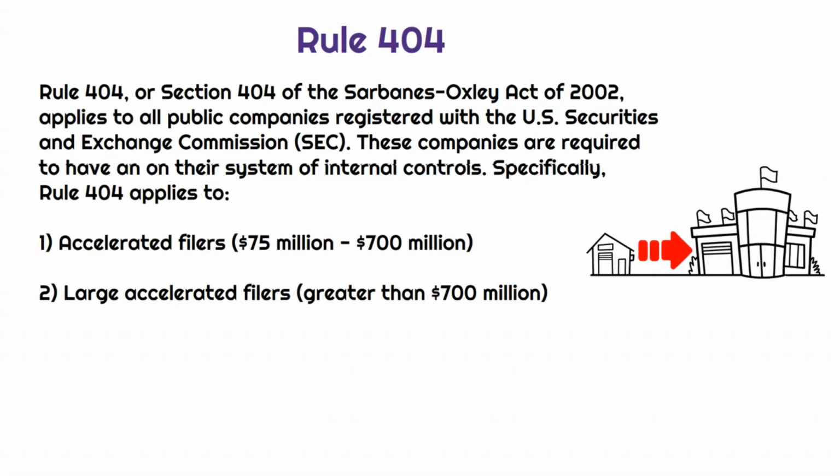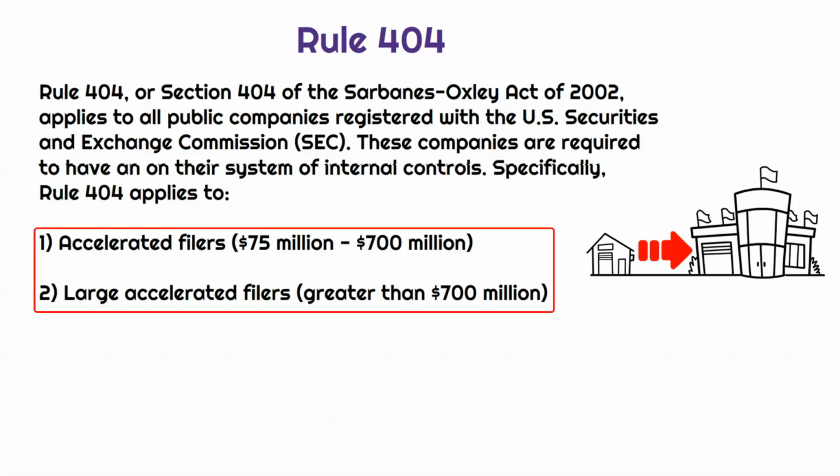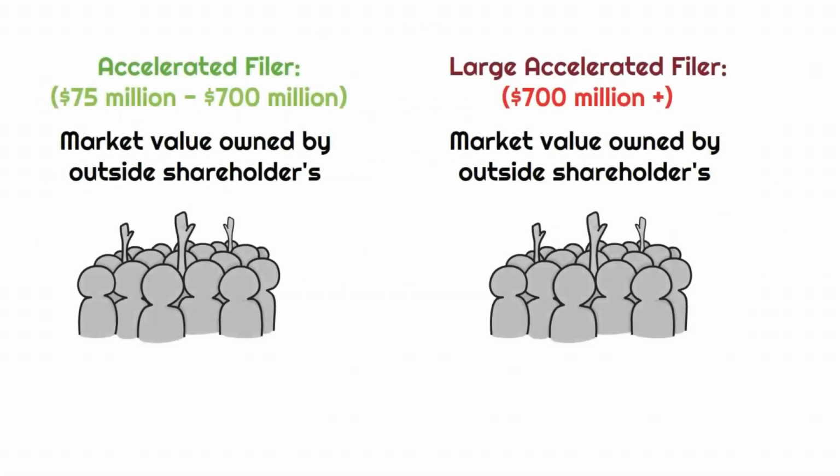So Rule 404 is really just saying that certain types of public companies are required to have an audit over their system of internal controls. So who is this specifically applicable to? What you need to remember, or at least keep in mind, is that this specifically pertains to accelerated filers and large accelerated filers. So an accelerated filer is one where a company has between 75 million and 700 million of its market value in common stock that is held by outsiders, okay? So by third parties or affiliated shareholders. Whereas a large accelerated filer is 700 million or more.